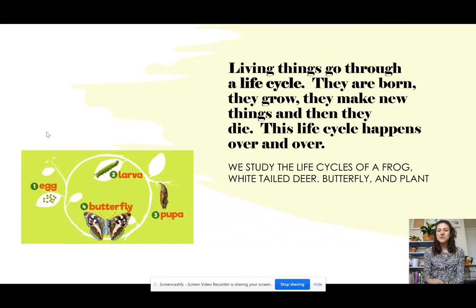So like I said before, living things go through a life cycle. They are born, they grow, they make new things, and then they die. This life cycle happens over and over. We're going to be studying the life cycles of a frog, white-tailed deer, plant, and butterfly.